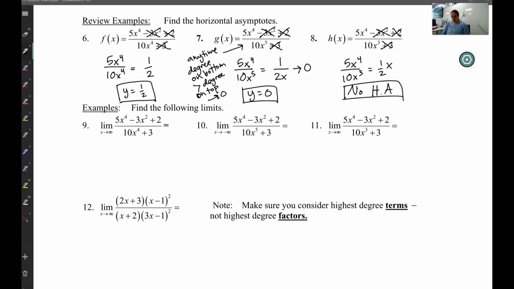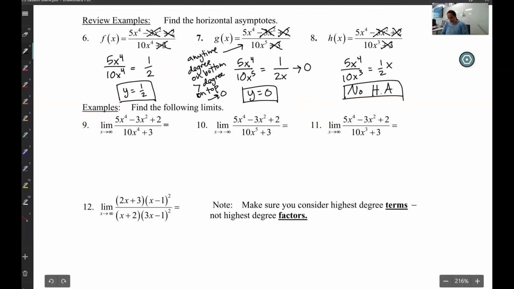Okay, so we talked about our three rules. Now we're going to do limits as x goes to infinity. This is essentially your end behavior of your function, or your horizontal asymptote. So we're talking about as x goes to infinity, or goes all the way to the right, what is this graph getting closer and closer to? Well, that's our asymptote. So we can do the same process we did before.